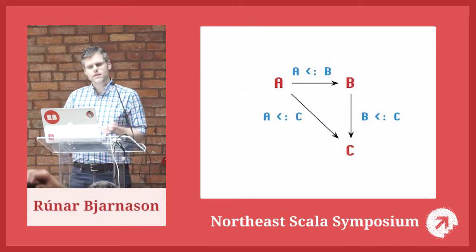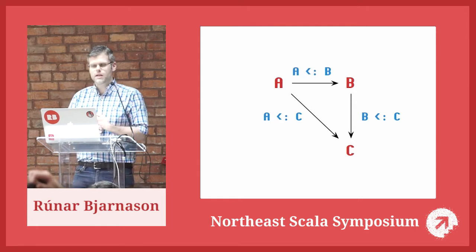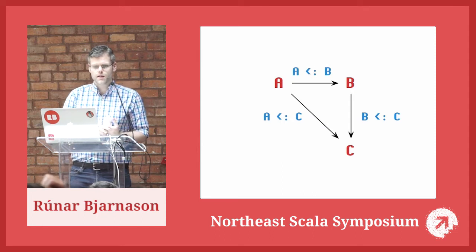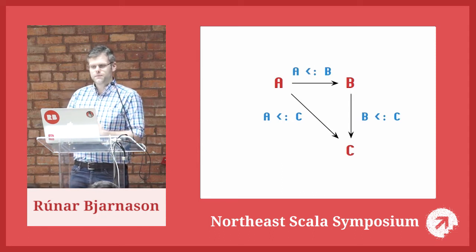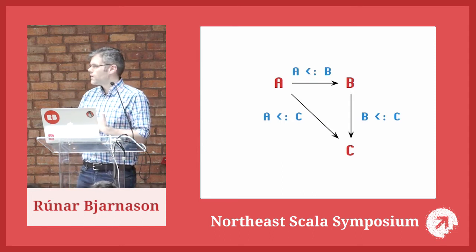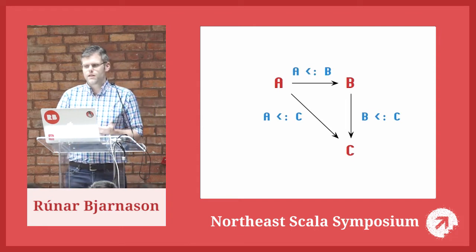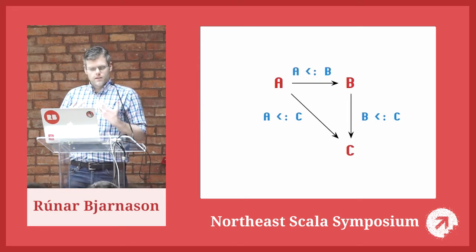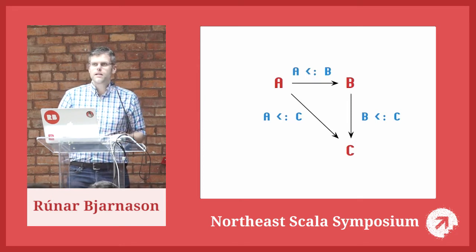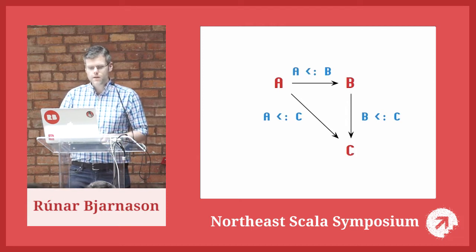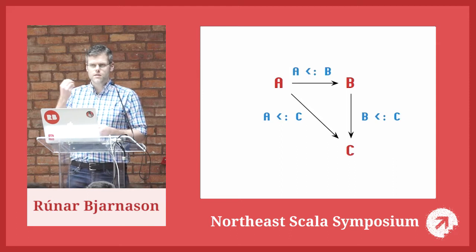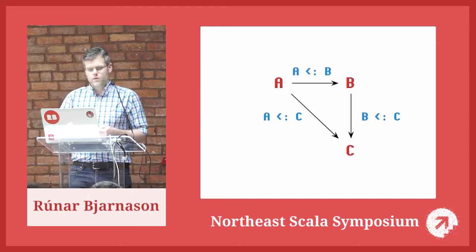But not all categories have functions or even function-like things as arrows. Scala actually forms a category in more than one way. In addition to the category where the arrows are functions, there's also the category where the arrows are subtype relationships. Okay? So in this category of Scala types and subtype relationships, there is an arrow from the type A to the type B exactly when A is a subtype of B. Right, so arrows point up.